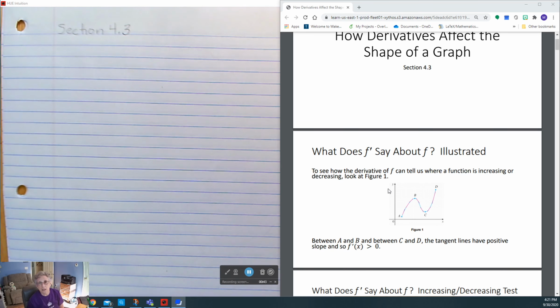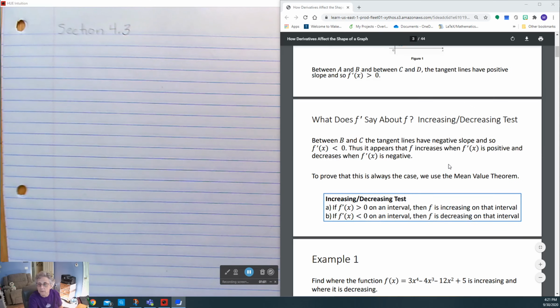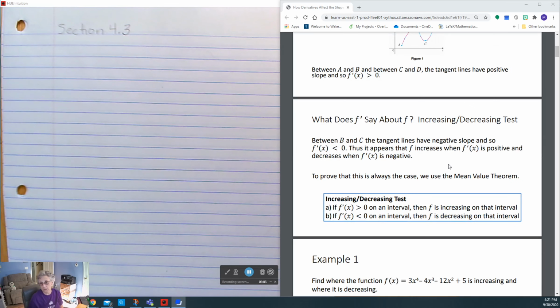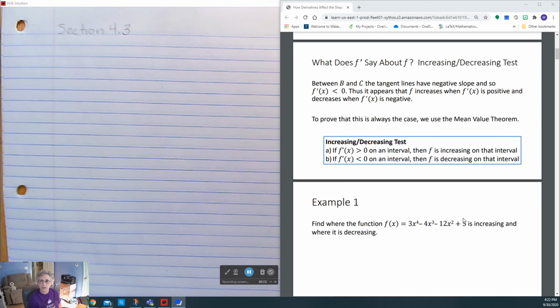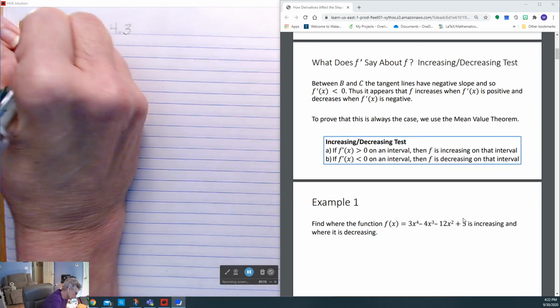So, positive tan line, negative tan line. Here's the increasing, decreasing test. If the derivative is positive, then f is increasing. If it's negative, then f is decreasing. Let's look at a quick example. Example 1.